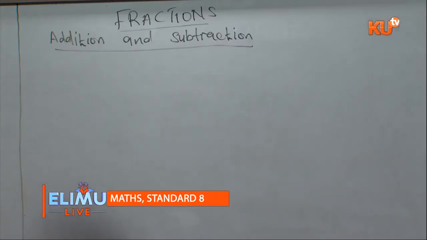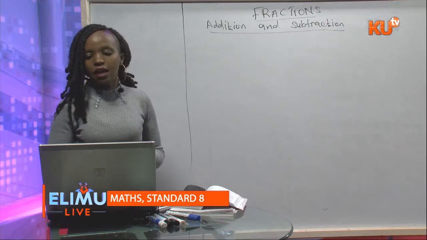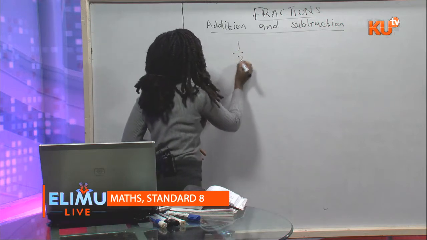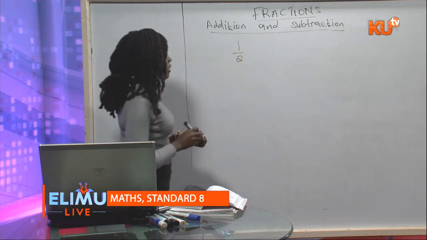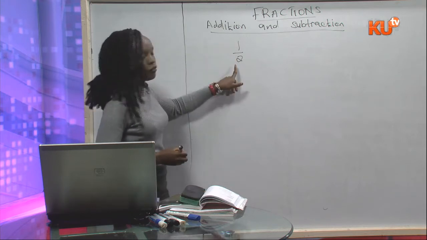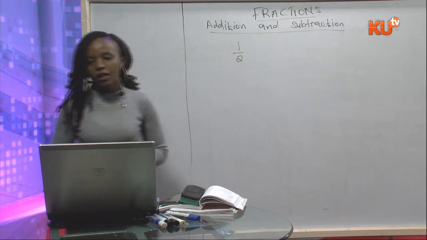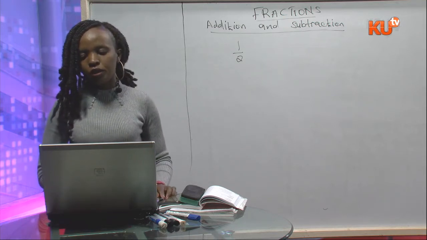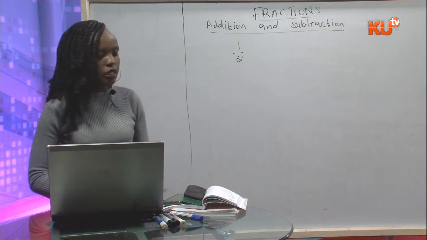So I was defining fraction, and I've said that a fraction is part of a whole number. It is made up of the numerator and the denominator. For example, a half is a fraction. That means it is one part out of two parts. That's what we call a fraction. So it is a part of a whole number, and it is made up of a numerator and a denominator.